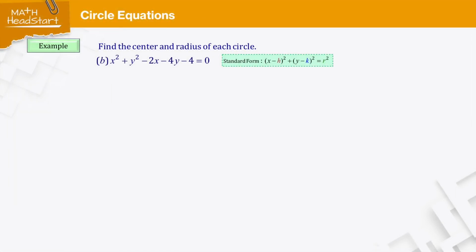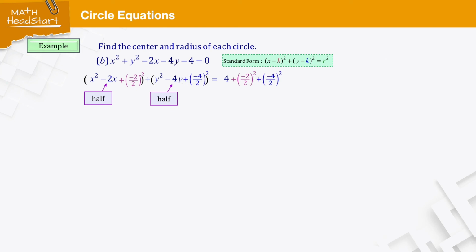First, separate the x and y terms and move the constant to the right side of the equation. To complete a square for each group, begin by taking half of the coefficient of the x term and add the square of that value on both sides. Similarly, take half of the coefficient of the y term and then add the square of that value on both sides.